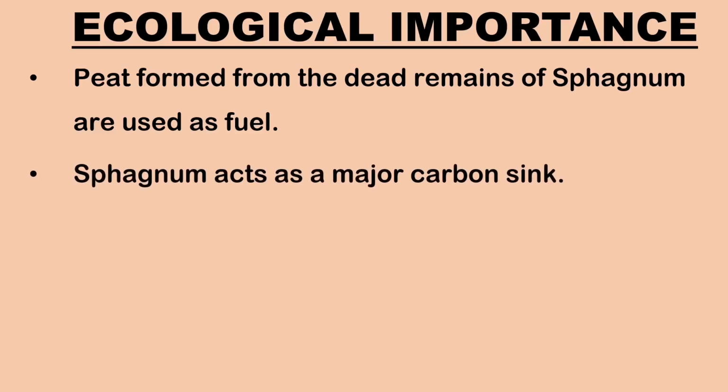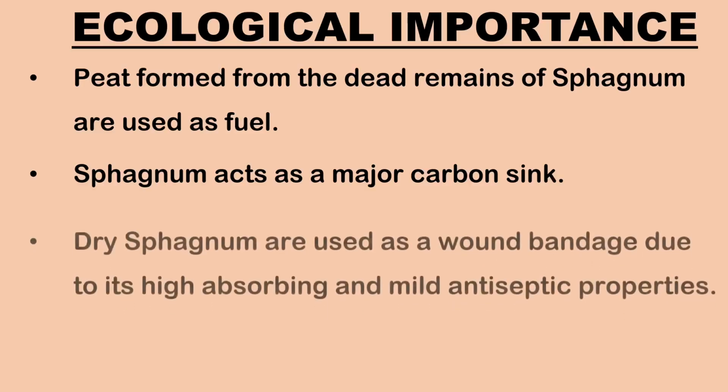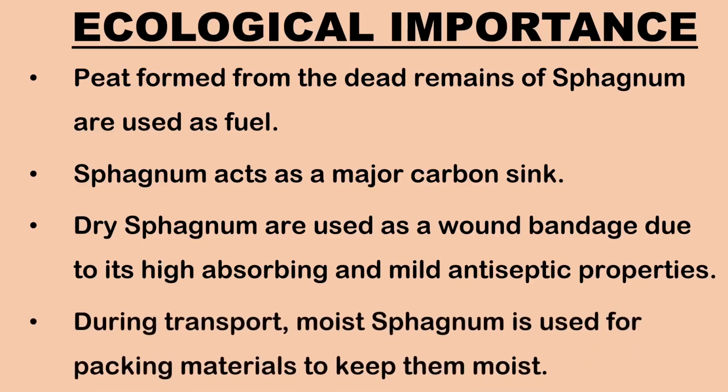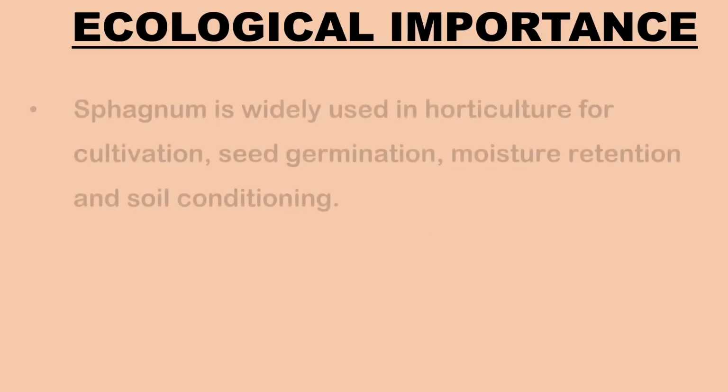Sphagnum acts as a major carbon sink and thus helps in storing carbon and reducing atmospheric carbon dioxide. Due to its high absorbency and mild antimicrobial or antiseptic properties, dry sphagnum are used as a wound bandage or dressing. During transport, moist sphagnum is used for packing materials to keep them moist.